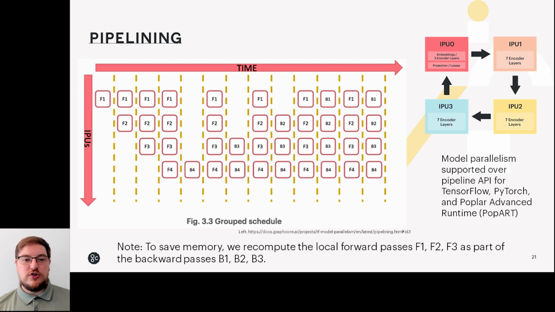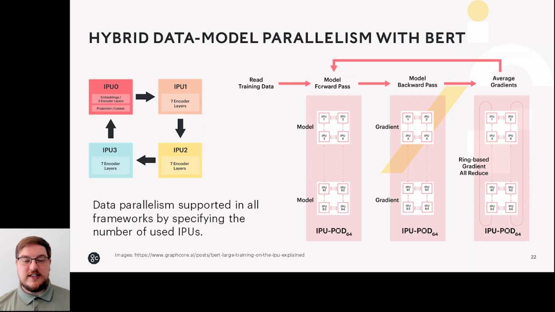To scale this approach to an IPU-POD64, we combine it using data parallelism. Data parallelism is supported in all frameworks, and it only requires specifying the number of used IPUs. So that means we have model parallelism on sets of 4 IPUs, which first process a forward pass, then we have the backward passes, all in a pipeline fashion, and eventually we average all the gradients together and then start again with the forward passes.